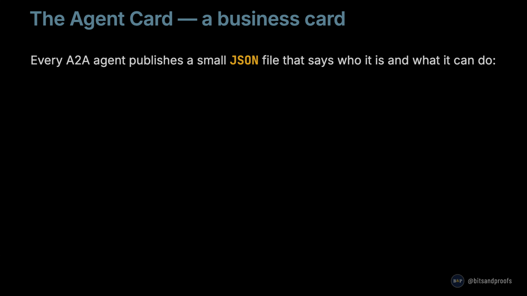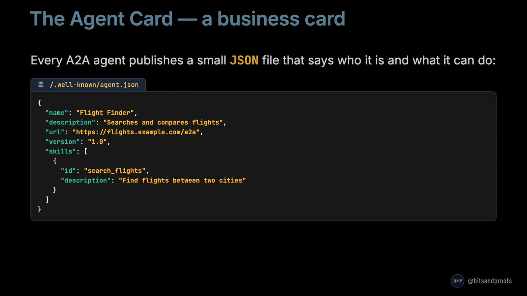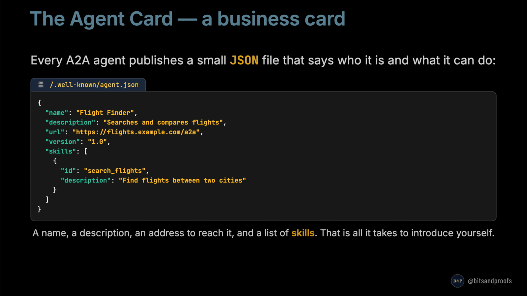The first piece of A2A is the agent card. Every AI agent that implements the A2A protocol publishes a small file that says who it is and what it can do. It lives at a well-known address on the agent's own domain. Look at what is inside. A name, Flight Finder. A short description. A web address to reach it. A version and a list of skills. Here it is just one, search flights. A name, a description, an address, and a list of skills. That is all it takes for an agent to introduce itself.